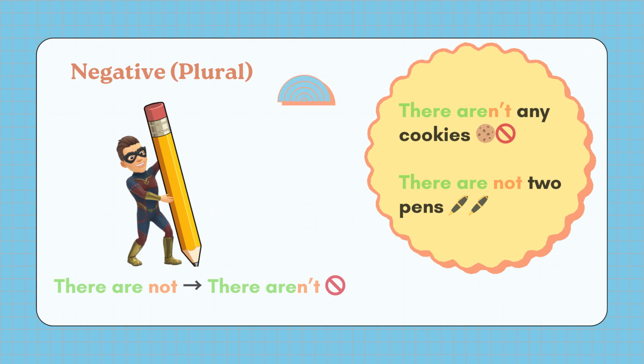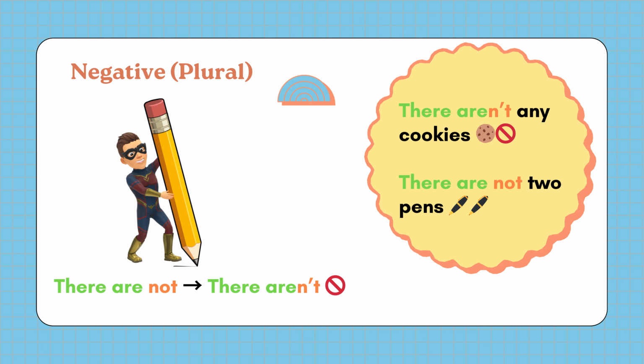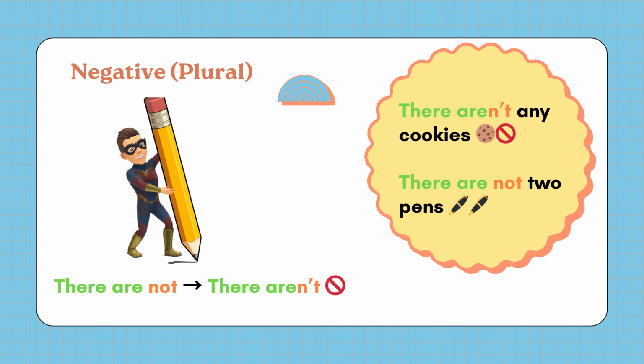When we talk about more than one thing that isn't there, we use aren't. For example, there aren't any cookies. There aren't 2 pens on the desk. Aren't is just a short form of are not. It helps us speak more naturally when something plural is missing.